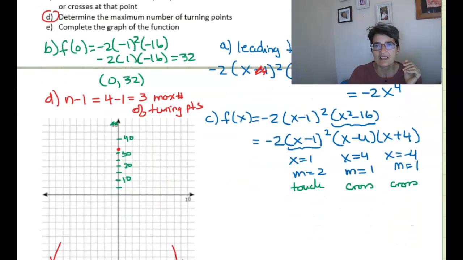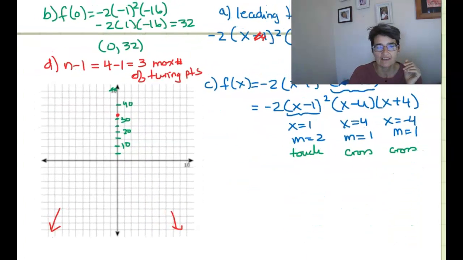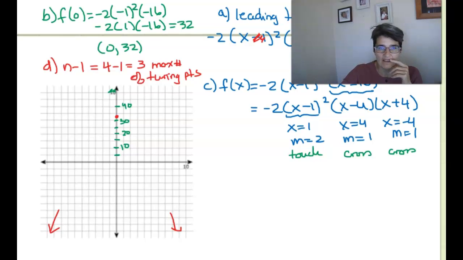All right, let's sketch this. We have our end behavior on the graph. We have our y-intercept. We're going to draw our x-intercepts. So we have one at negative 4. 1, 2, 3, 4. We have one at positive 4. 1, 2, 3, 4. And we have one at x equals 1.